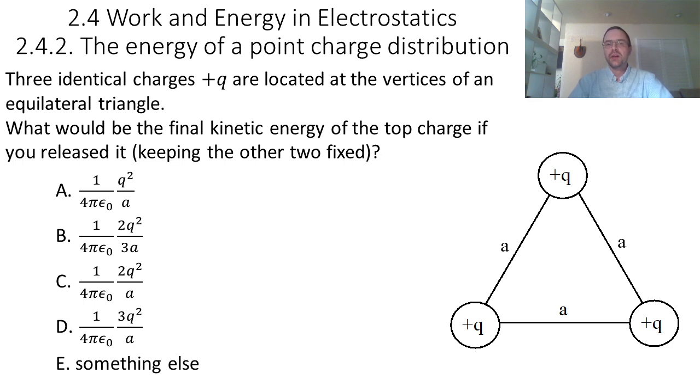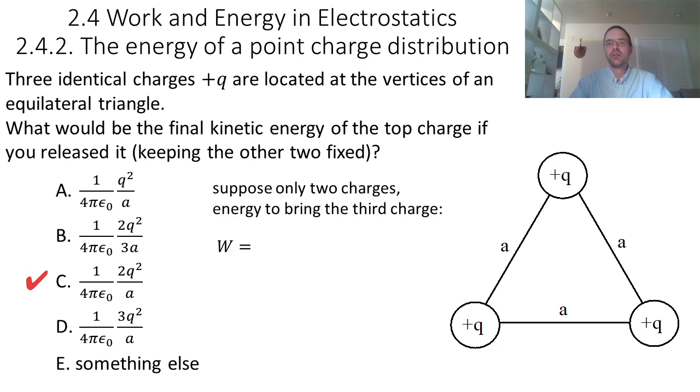Okay, if you answered C, then you're correct. The final kinetic energy would be 1 over 4 pi epsilon naught 2 Q squared over A. To find this, let's suppose that you only have the 2 charges at the bottom. How much energy do you need to bring the third one? As we just discussed, it would be Q3 times the potential at R3 that comes from the other 2 charges.